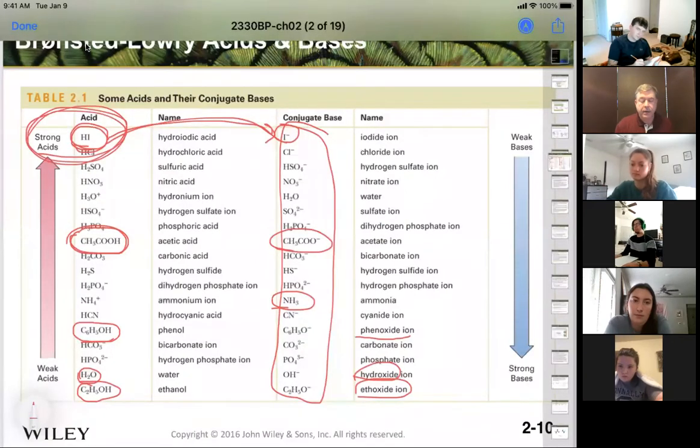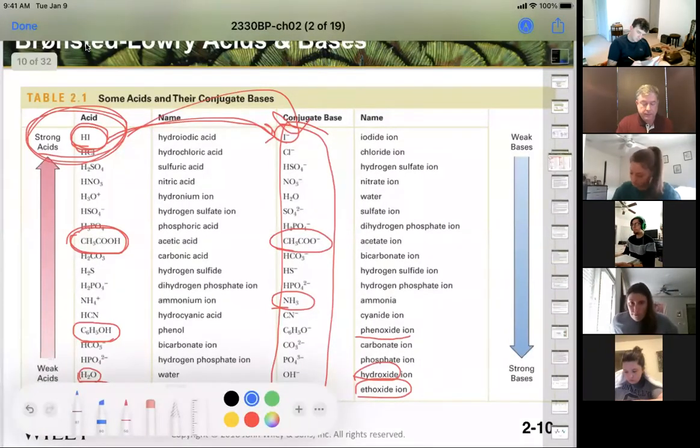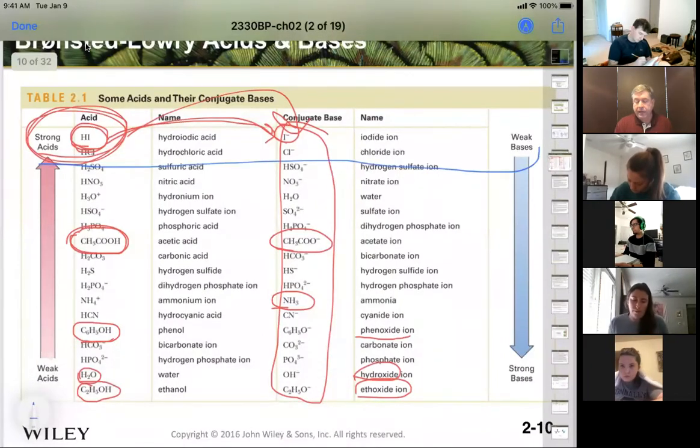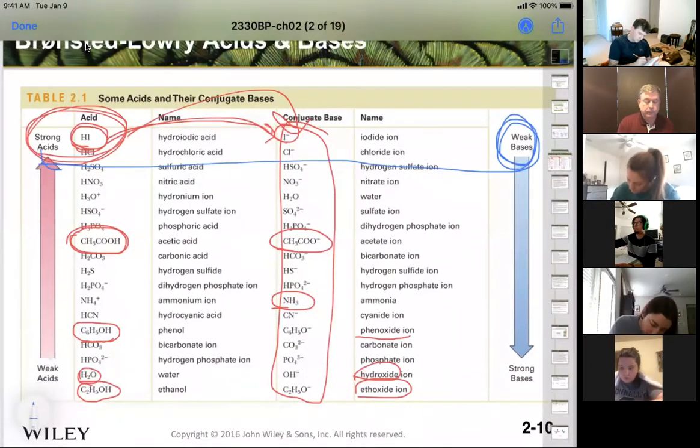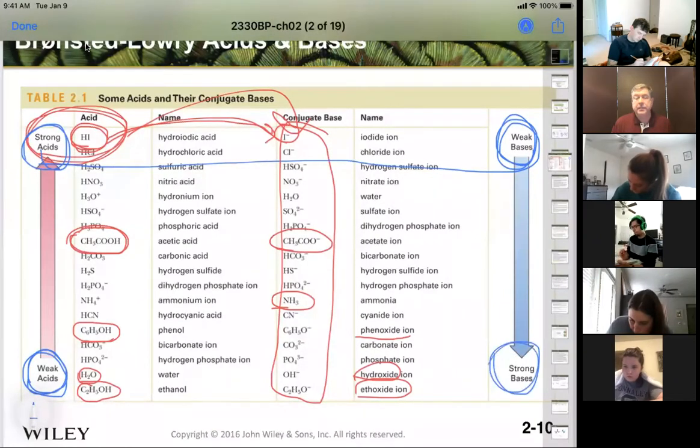What's interesting about that is that once you have a strong acid, in this case this HI here, and it becomes a conjugate base, it is now a weak base. So strong acids become weak bases. That's an important concept to have. Now, weak acids become strong bases.